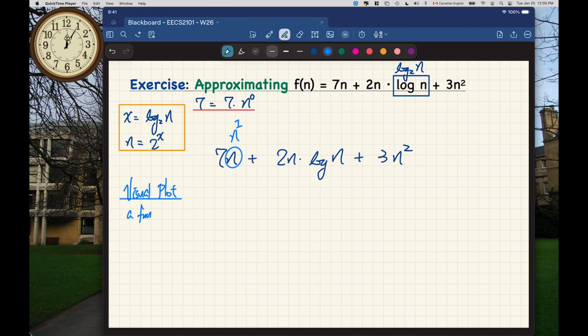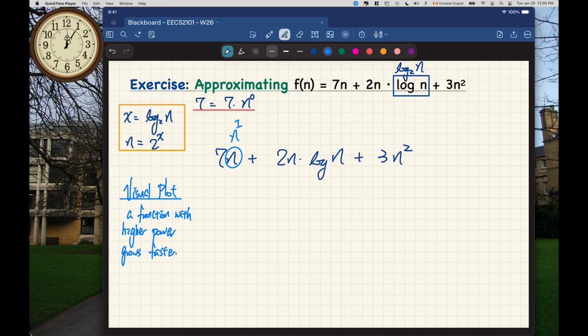A function with higher power grows faster. Okay, that's the most intuitive way you can think about function, right?